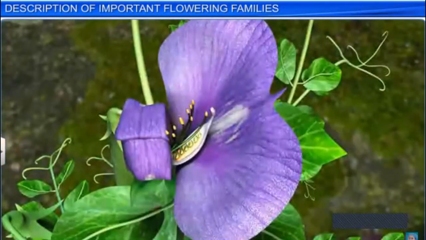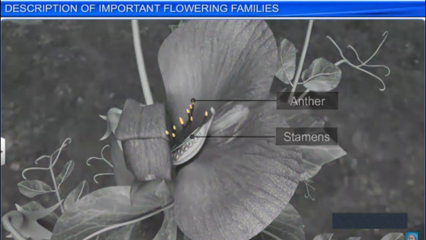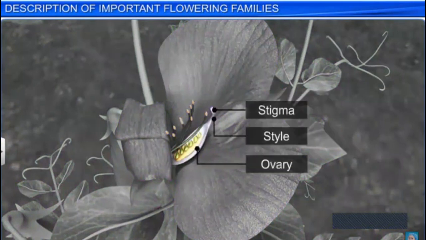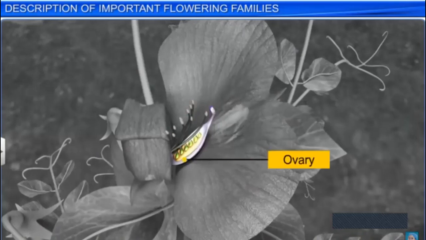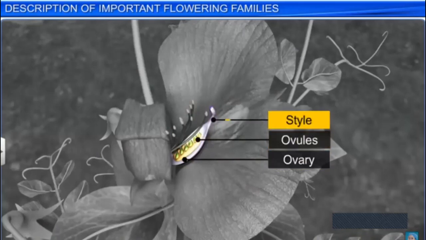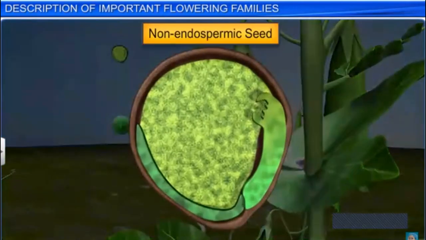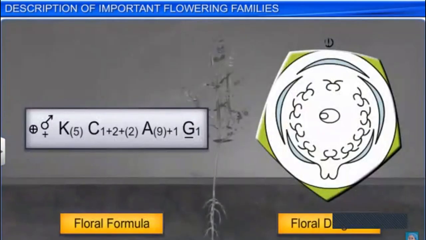In these plants, the androecium consists of 10 stamens that are diadelphous with a dithecous anther. The gynoecium has a superior ovary and is monocarpellary, which means it has just one carpel. The ovary is unilocular with many ovules, and these flowers have a single style. Fruits of this family are legumes with 1 to many non-endospermic seeds. The floral formula and the floral diagram of the Fabaceae family are as shown.